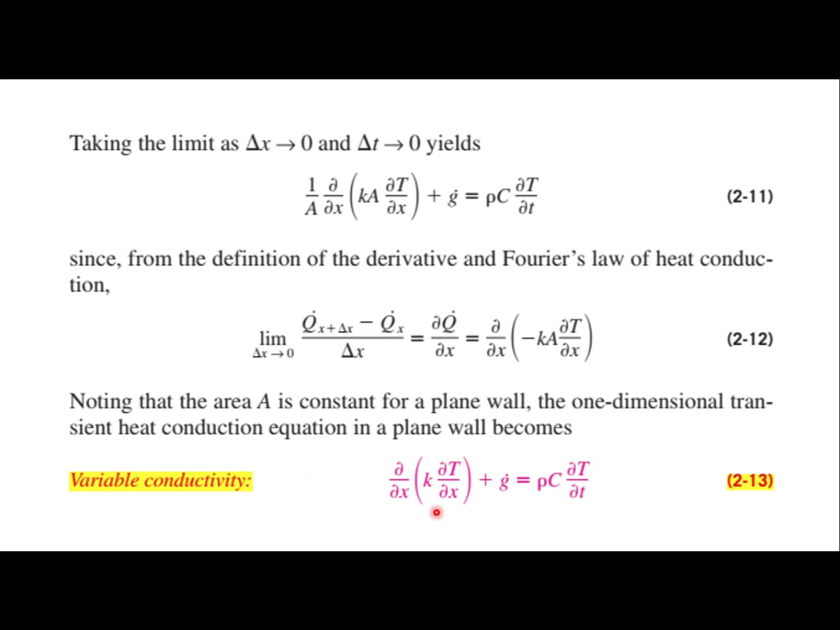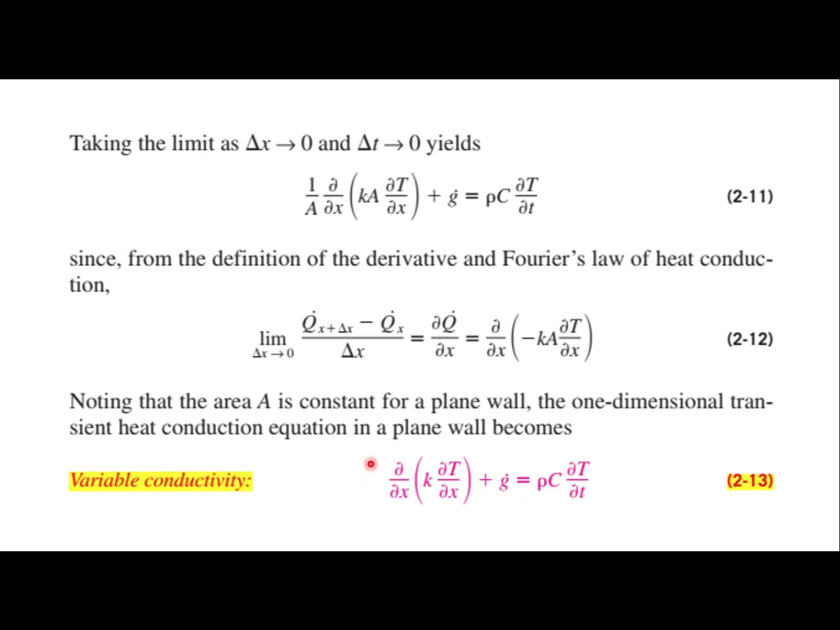This is the final equation, and what this equation is saying is that the temperature is a function of two different variables. Temperature is changing in the x direction, as well as with respect to time. Anything that is changing with respect to time in the conduction process is known as transient heat conduction. This G dot is the heat generation element.